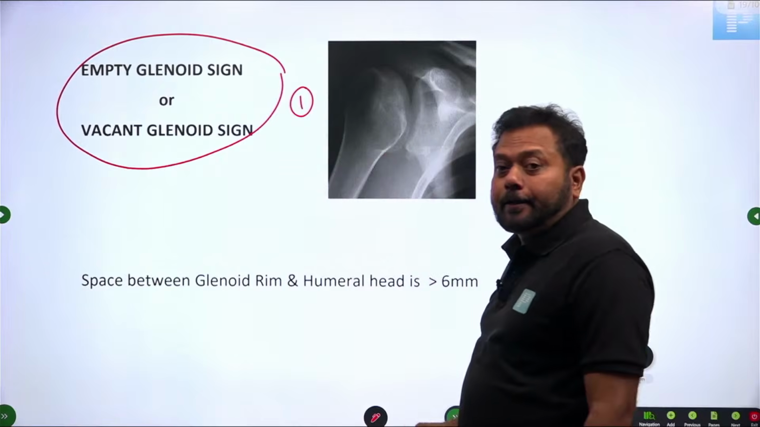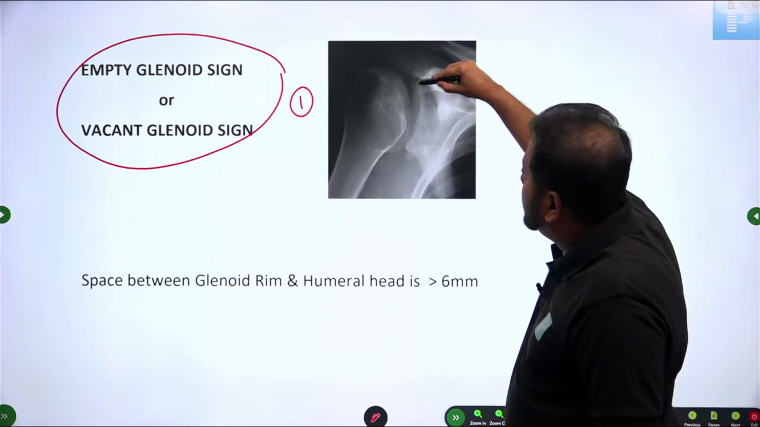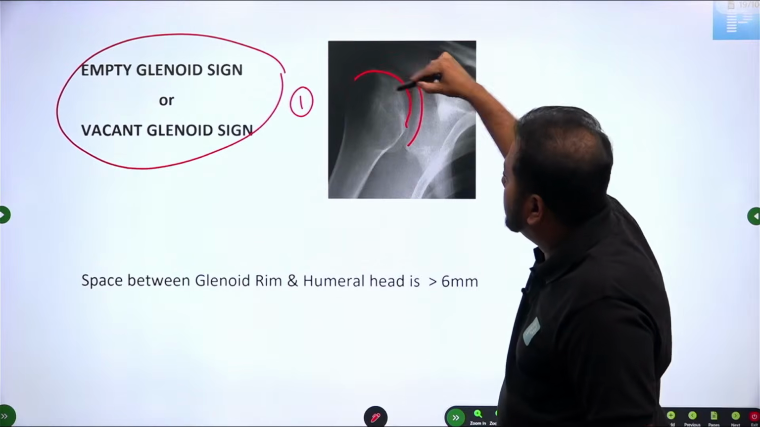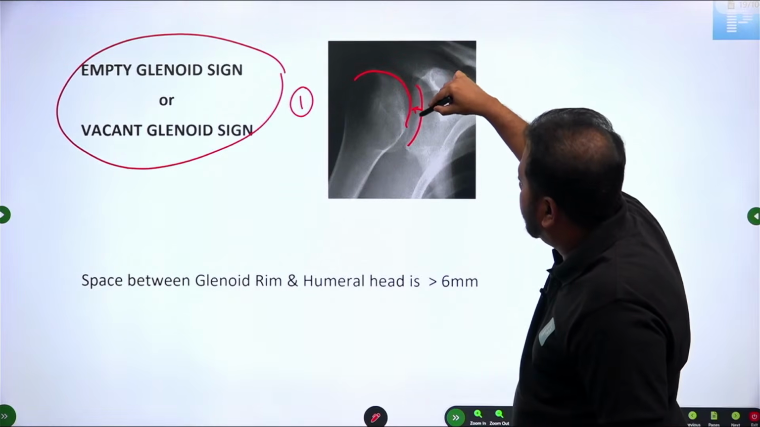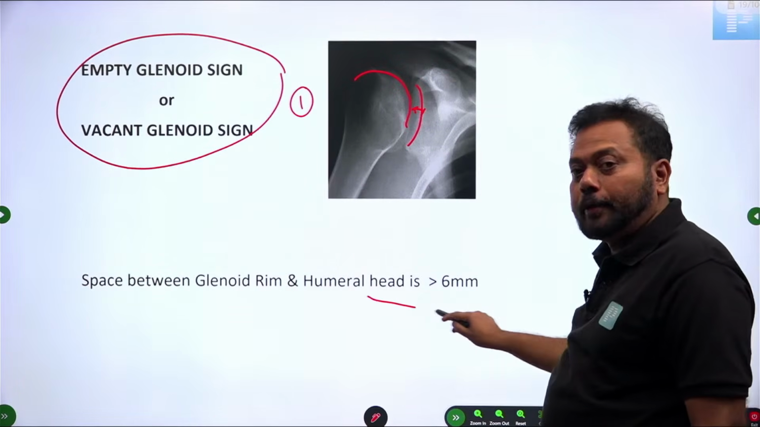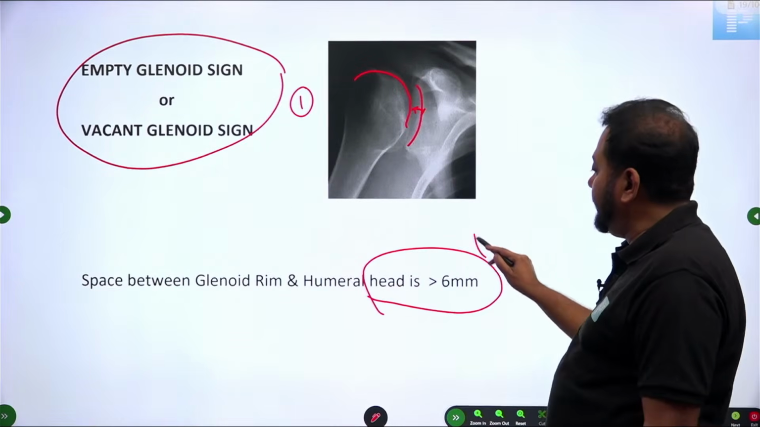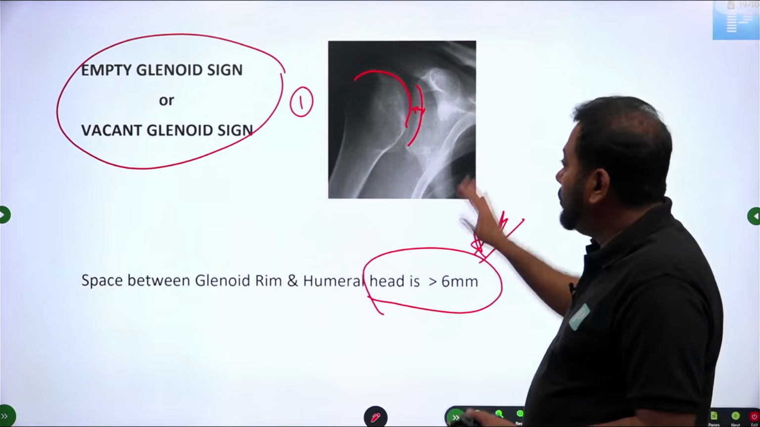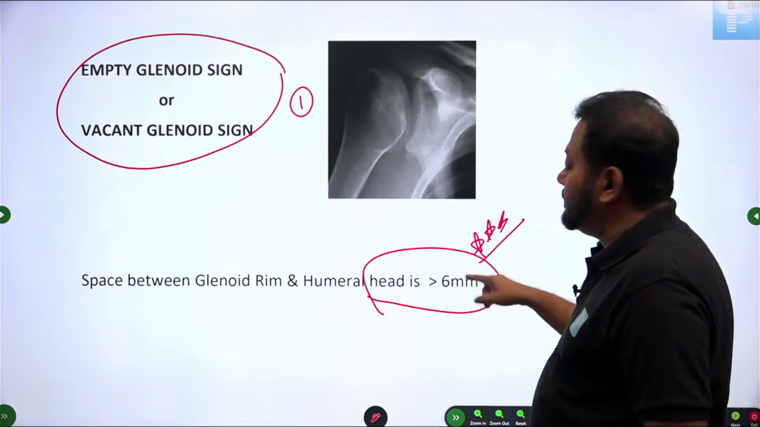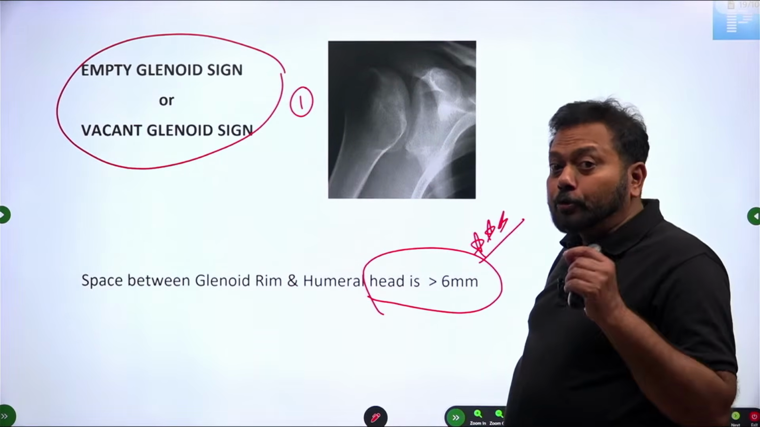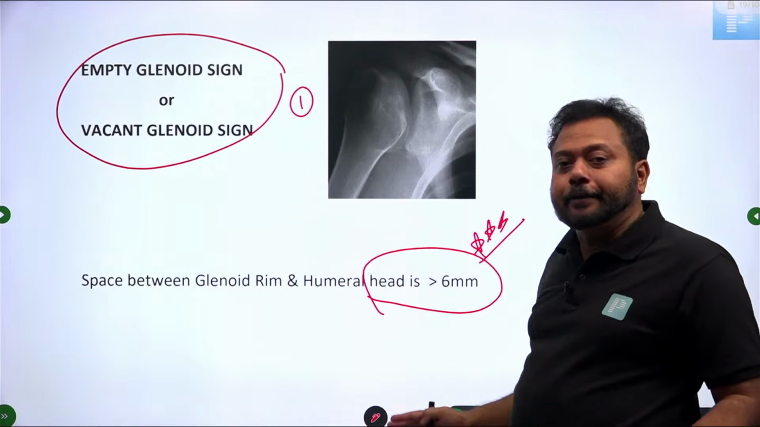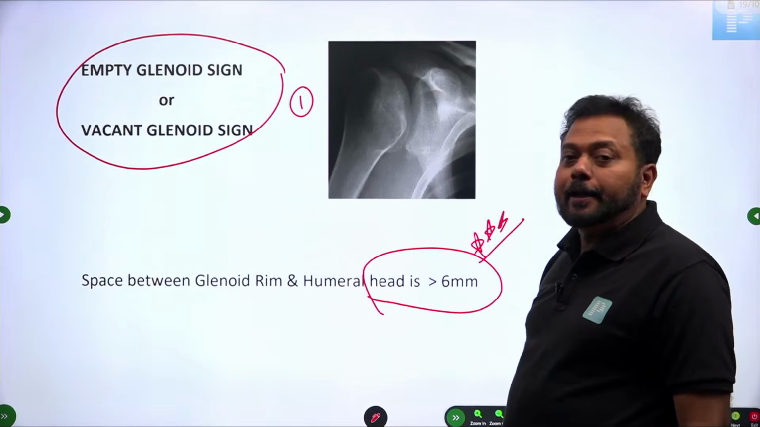When you take an X-ray, you see this is the glenoid cavity. This is the head of the humerus. The gap will be there, and the gap is more than 6 millimeters. This is a criteria, a very, very important point. Only when the gap is more than 6 millimeters, that is posterior shoulder dislocation, and the glenoid is seen clearly vacant or empty. That's why it's called the empty glenoid sign.